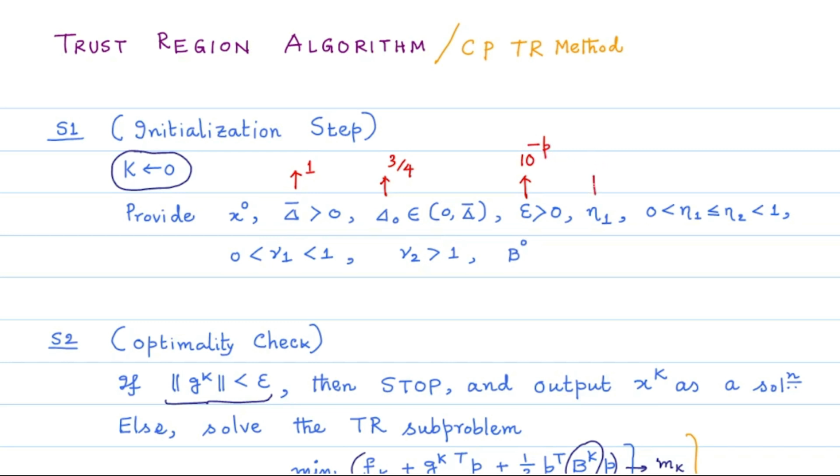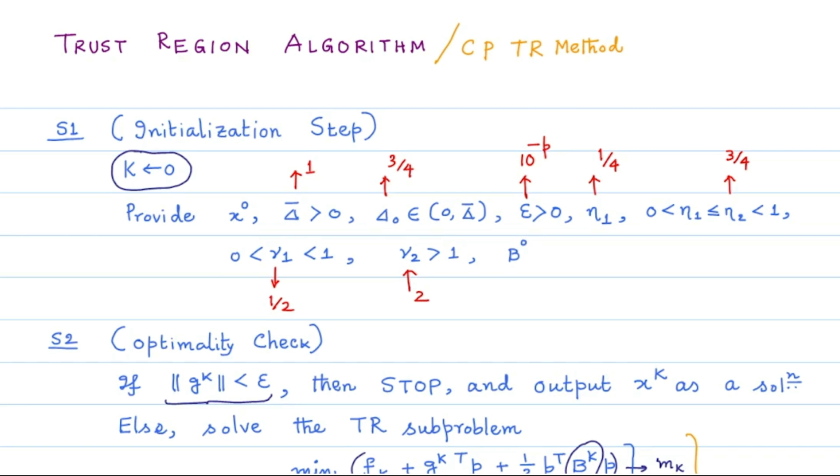Eta 1, the threshold value for the reduction ratio, is assigned to be 25%. Eta 2 is equal to 75%. Gamma 1, the shrinking factor of the trust region, is assigned to be half, and the expanding factor is assigned to be equal to 2. With the help of these parameter values, in the next lecture we will consider a numerical example to be executed with the help of the dogleg technique.